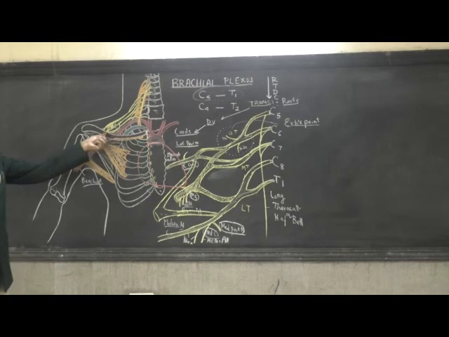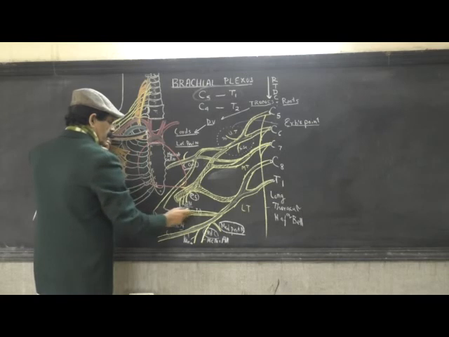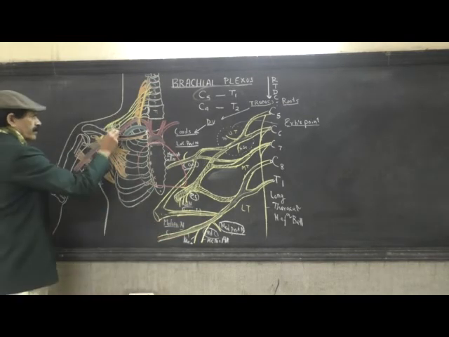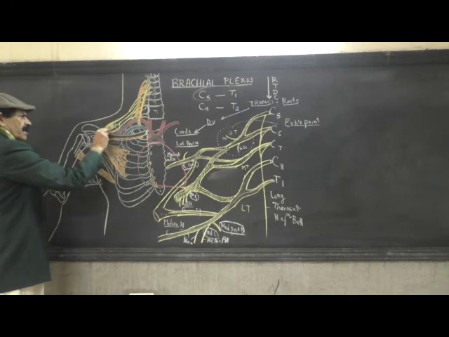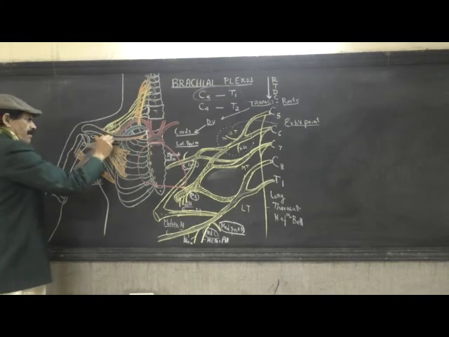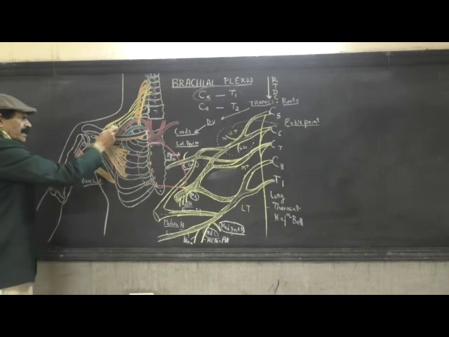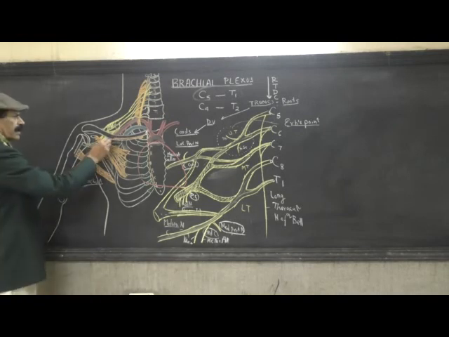After giving this, the lower trunk will give rise to the anterior divisions and it will continue as the medial cord. So this is the lower trunk. It has given the anterior divisions and it is continued as the medial cord. So this medial cord will be continued and it lies behind the first part of the axillary artery.